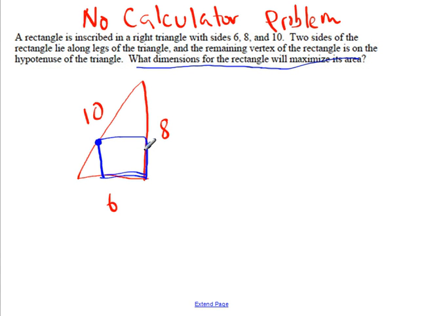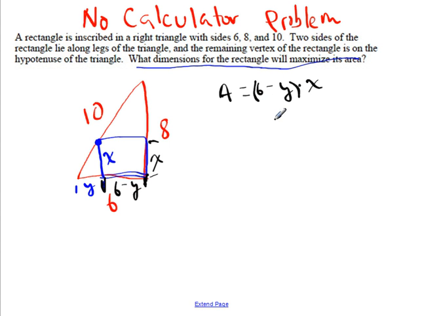So what we need to do is think about what these heights and values are. In other words, what's changing? If we call this x and this value y, then this value here, which is the base of this rectangle, would be 6 minus y, and the height would be x. So the area of the rectangle is (6 minus y) times x.